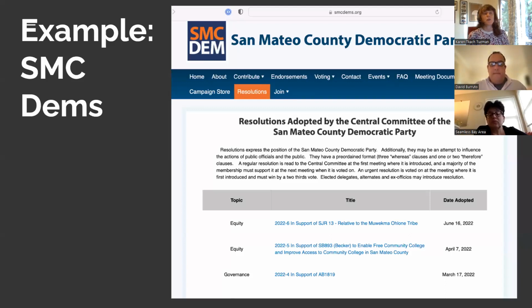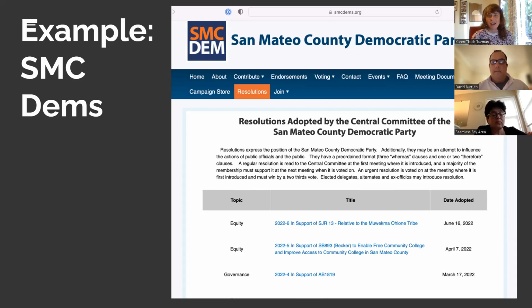For example, for the SMC DEMS, San Mateo County Democratic Central Committee, we have a page where we have all the resolutions we've adopted over the last couple of years. It explains a bit here at the top what our resolutions are and a bit about the process for getting one through, and we'll talk about that more in a second. This page is also where we will host this video, so if you found it, you're probably on this page.